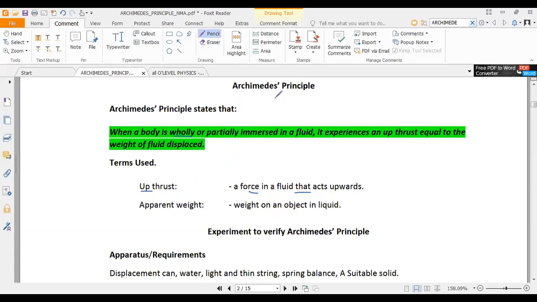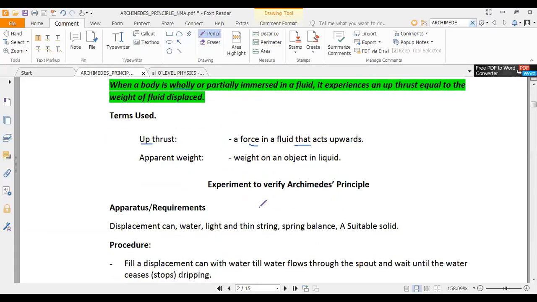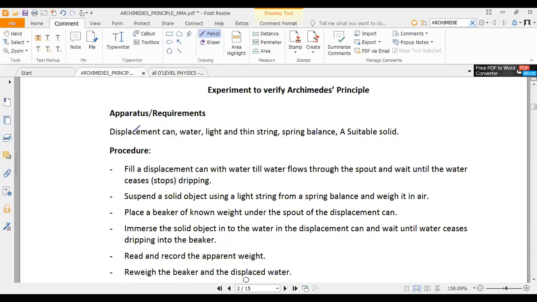So let's look at the experiment to verify Archimedes' principle. In this experiment, we require a displacement can, or call it a eureka can. Then we need water, a light and thin string, and a spring balance is also necessary. And a suitable solid, I think we shall use a stone, plus also a beaker.